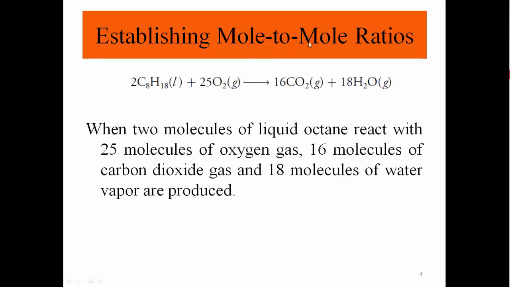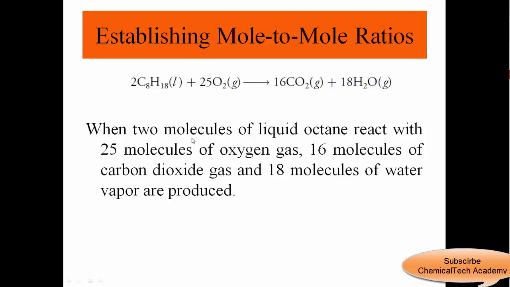Here we have mole to mole ratios. We have 2 octane plus 25 oxygen gives us 16 CO2 plus 18 water. So it means that 2 octane molecules can react with 25 oxygen molecules, and they produce 16 carbon dioxide molecules plus 18 molecules of water. Or we can say 2 moles of octane plus 25 moles of oxygen results in 16 moles of carbon dioxide plus 18 moles of water molecules.